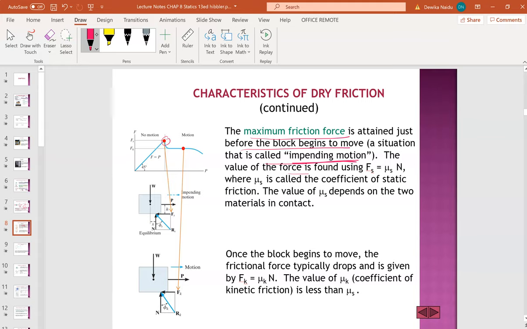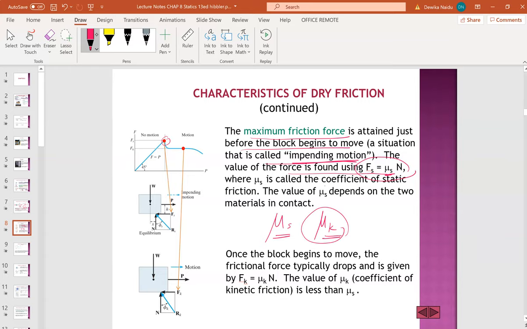The value of the force is found to be Fs equals mu s. Mu s is the coefficient of static friction. So we have two coefficients: one is mu s and one is mu k. Mu s is for static, mu k is for kinetic. In all cases, mu k will always be less than mu s.